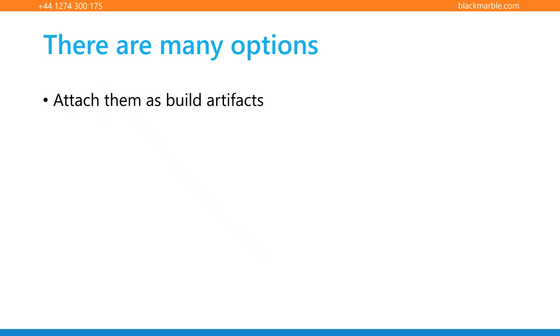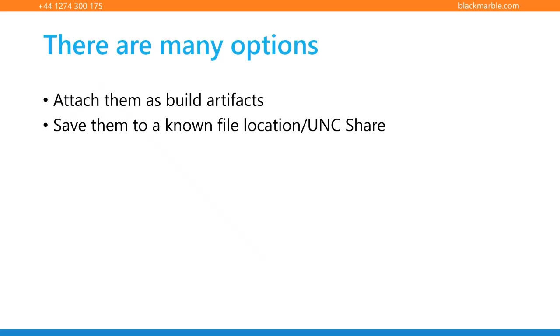That works great. You could save them to some known location, a UNC share, something like that. I don't think this is a particularly bright idea. In fact, our build boxes at Black Marble can't actually see any UNC shares or anything because they're just standalone machines, not domain joined. All they can see is Azure DevOps. So the only option they really have is to push things back as build artifacts.